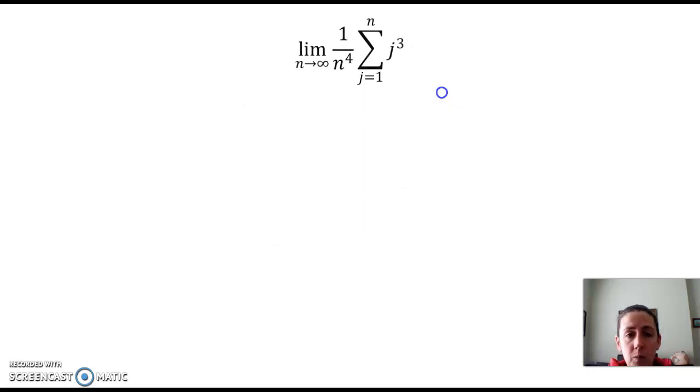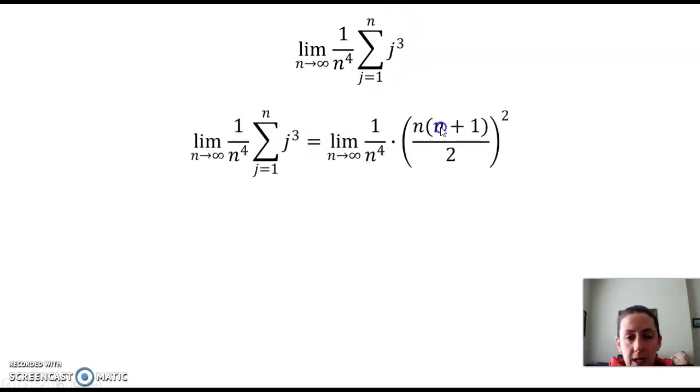I want to look at one more example. I want to introduce a limit to you. So let's take the limit as n is approaching infinity of 1 over n to the 4th times the summation from j equals 1 to n of j cubed. This right here is a summation formula, except instead of calling it i, I'm calling it j. So right here, it's this formula: n, that ending term, times n plus 1 all over 2, quantity squared.